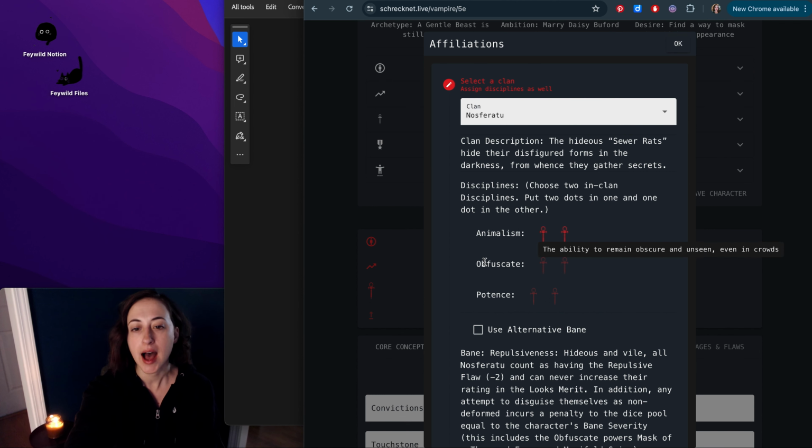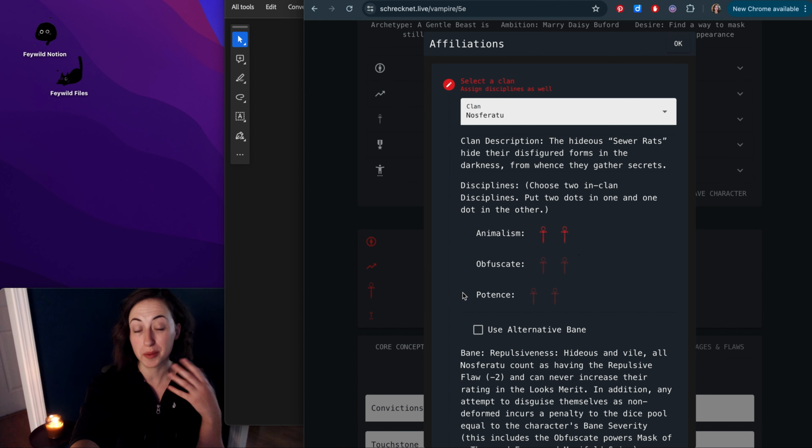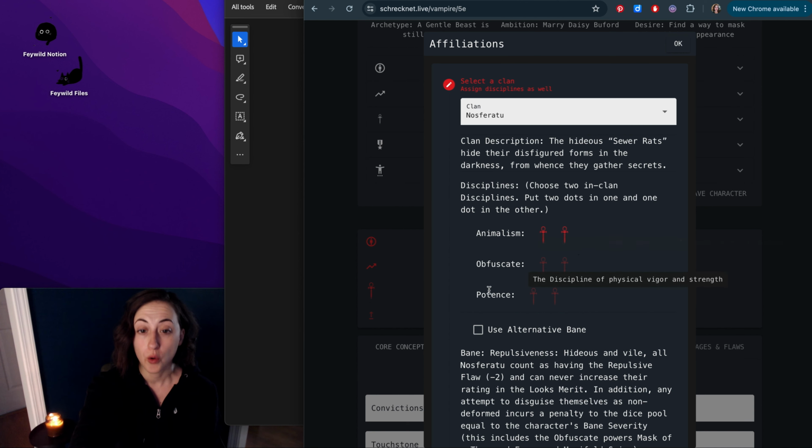And obfuscate is the ability to remain unseen. Nosferatu is interesting because there's certain ones related to appearance where you actually have a bane, so you get negatives to trying to cover up your disfigurement. So I can choose that, or I can choose potence. And I don't think he's very physically vigorous or strong, so I'm gonna go with obfuscate.